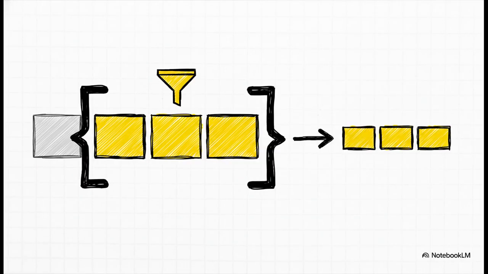Now, what if you don't want the whole thing? What if you just want those numbers in the middle? By using this syntax, array[1:4], we can grab a slice of that data. And this little trick right here, you'll be using this all the time. This is how you do feature selection for your machine learning models or clean up a messy data set.